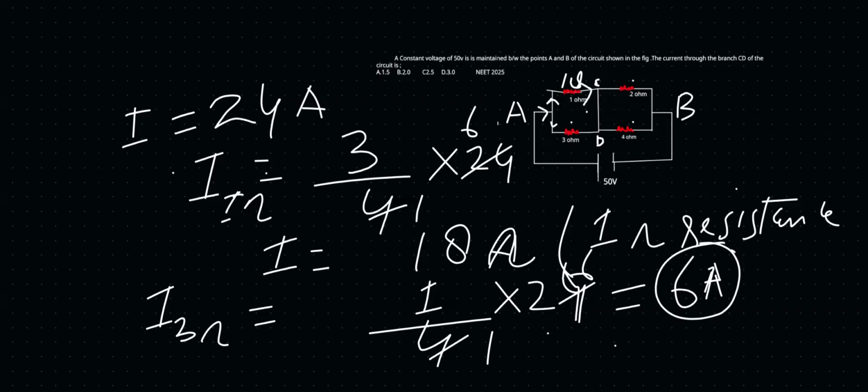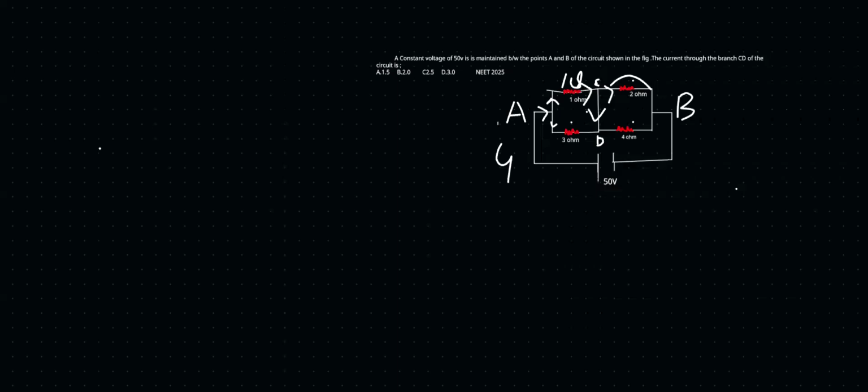What we will do is find this current now, and then we will just subtract the two, and the rest of the current will go through the CD branch. That is the thing we had to calculate. Now similarly, we'll find the current through the 2 ohm resistance. The incoming current is 18, and the total current flowing in the circuit is 24 ampere. So let me check how much current is flowing through the 2 ohm resistance.